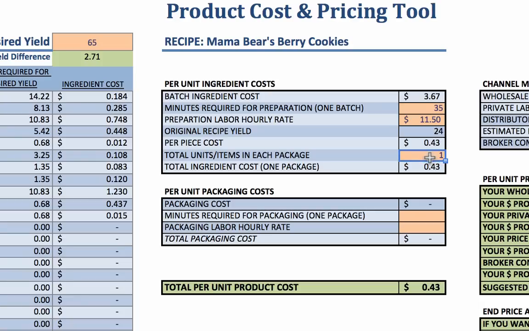Or again, you can change this. If I'm going to say, well, I'm going to sell these in a bag with 3 cookies, then I can change this to 3, and that's then going to change what my total ingredient cost is for this item.